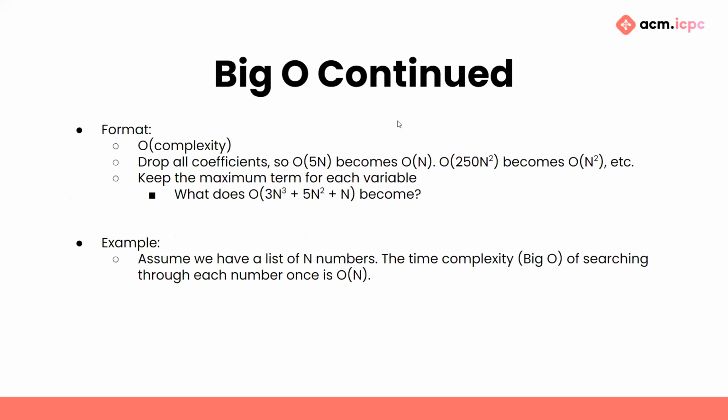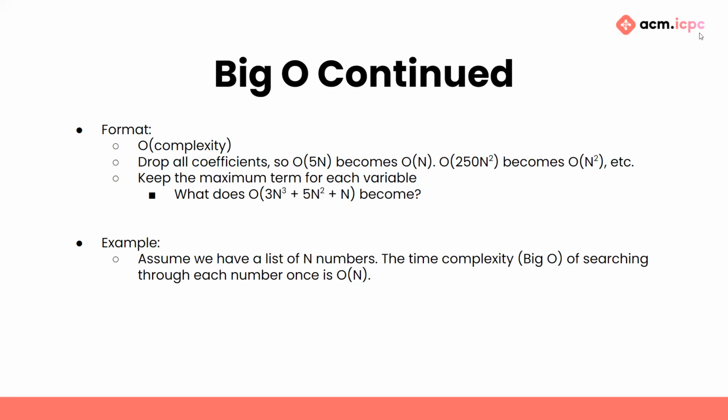Okay, and then the format of big O is you say O of some complexity. And when you calculate big O, you want to drop all the coefficients inside your complexity. So the example I have here is O of 5n becomes O of n because we only care about whether or not it's linear, it's quadratic, or it's cubical, and so on. So O of 250n squared just becomes O of n squared.